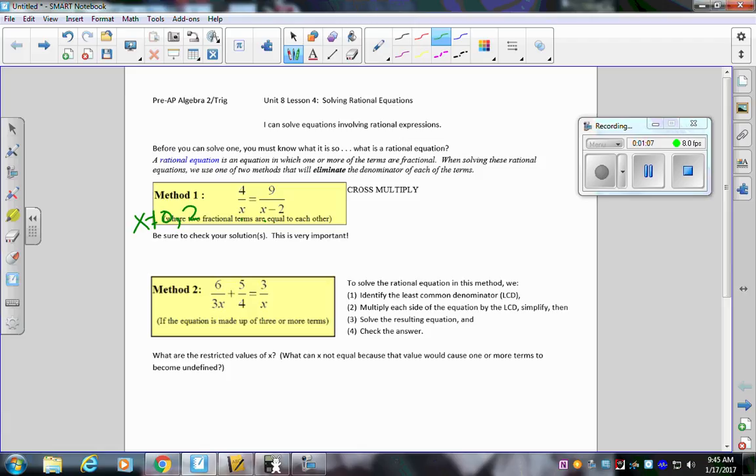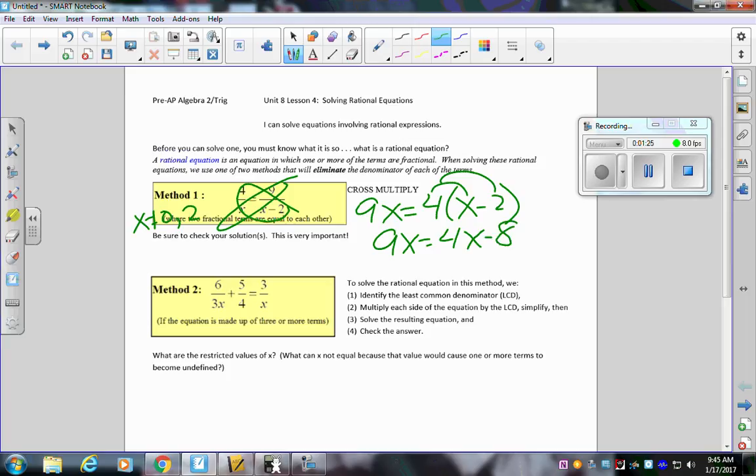All right, so now I'm just simply going to cross multiply to solve. So I have 9 times x, 9x, equals 4 times x minus 2. And then let's just solve our equation. So we'll go ahead and distribute through. 9x equals 4x minus 8. Subtract 4x on both sides. 5x equals negative 8. So x equals negative 8/5 or negative 1.6. Okay. And then you do want to substitute it back in to check your answer, and it does work in this case.